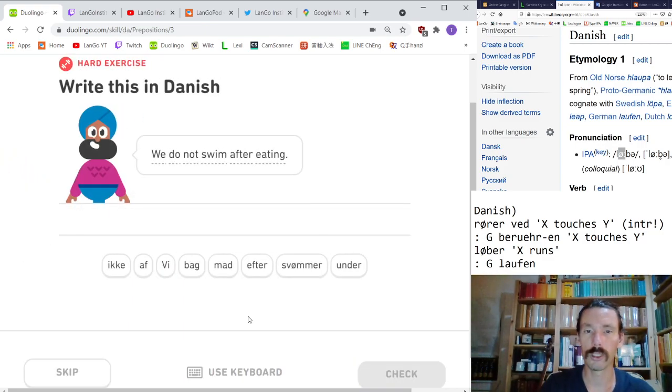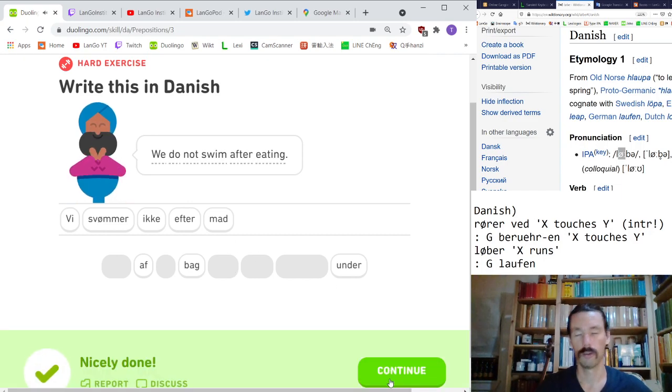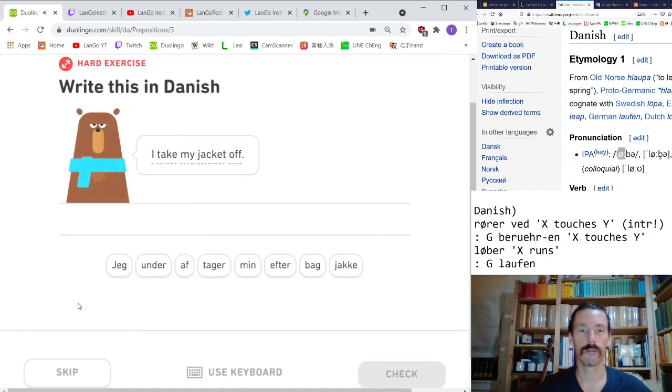We do not swim after eating. Okay. Eating, probably with an infinitive. Vi svømmer ikke efter mad. Food, after meal. So a noun. Yeah. I take. Jeg tager. Ja.